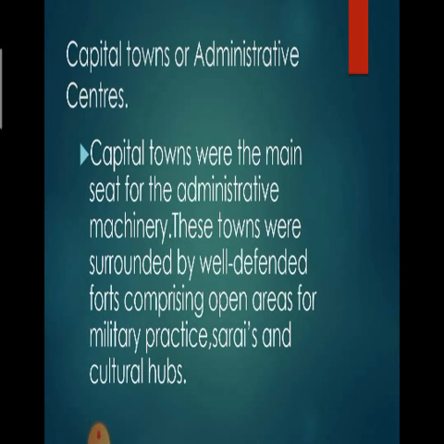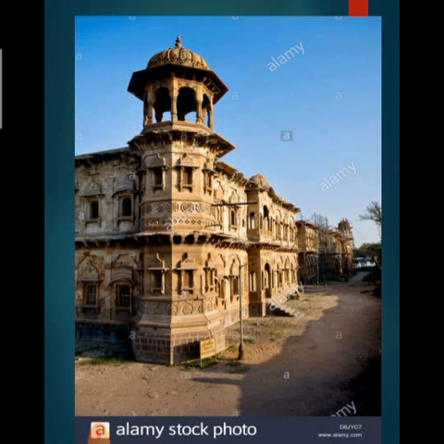Due to their strategic location, a number of capital towns developed throughout the Indian subcontinent. They were also referred to as capital towns, cities or court towns. Capital towns were the main seat of the administrative machinery. These towns were surrounded by well-defended forts comprising open areas for military practice, sarais and cultural hubs. The existence of capital cities was to a great extent dependent on royal patronage. Delhi, Agra, Kannauj, Tanjore, Vijayanagar and Devagiri were among the prominent capital towns of this period.